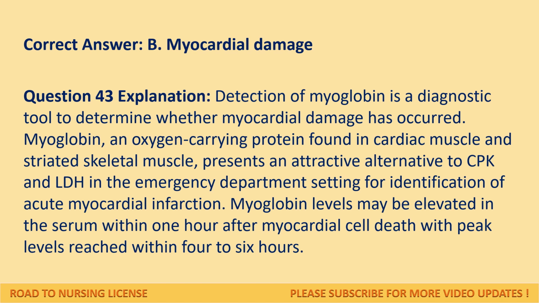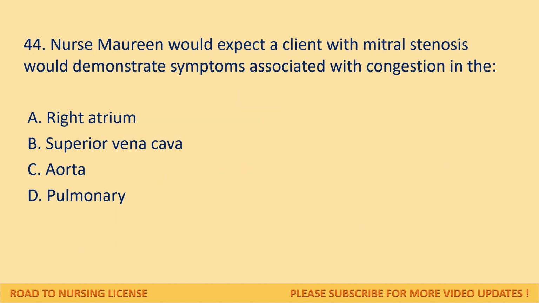Detection of myoglobin is a diagnostic tool to determine whether myocardial damage has occurred. Myoglobin, an oxygen-carrying protein found in cardiac muscle and striated skeletal muscle, presents an attractive alternative to CPK and LDH in the emergency department setting for identification of acute myocardial infarction. Myoglobin levels may be elevated in the serum within 1 hour after myocardial cell death, with peak levels reached within 4 to 6 hours.